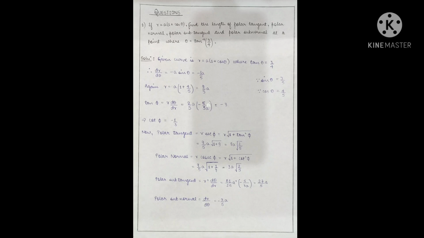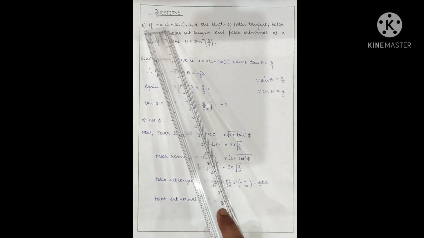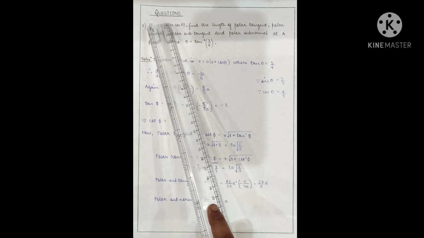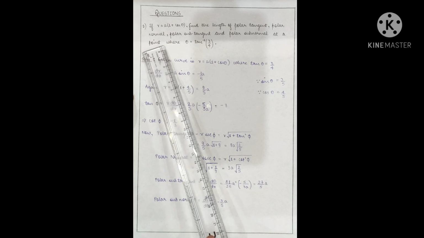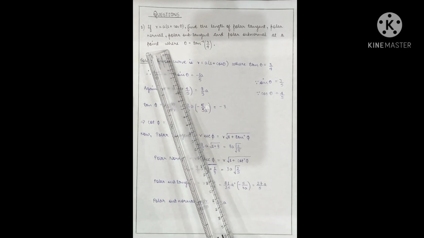Now here are some questions. The first question is, if r is equal to a(1 + cos theta), then we have to find the length of polar tangent, polar normal, polar subtangent and polar subnormal at a point where theta is given as tan inverse 3 by 4. So we are provided with the curve r = a(1 + cos theta) and tan theta = 3 by 4.